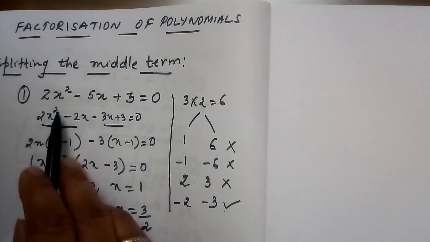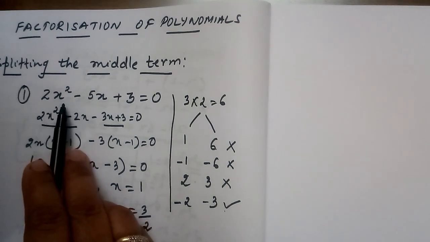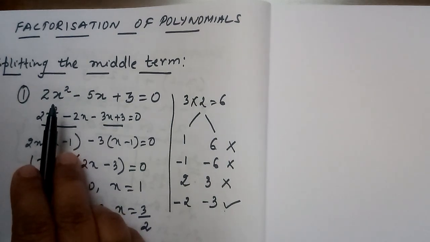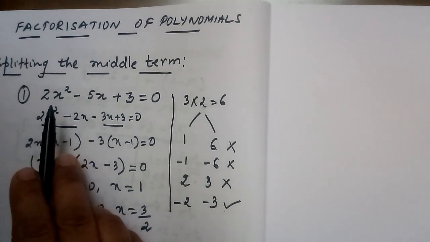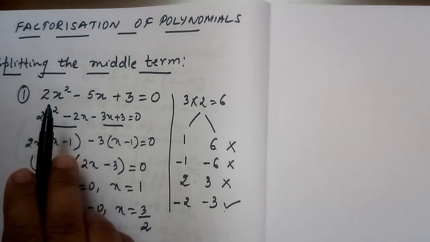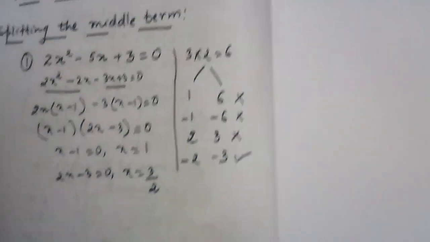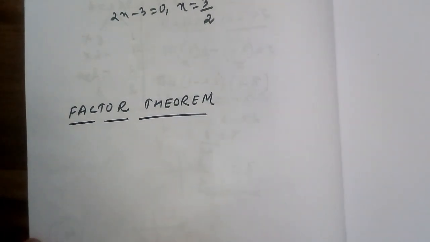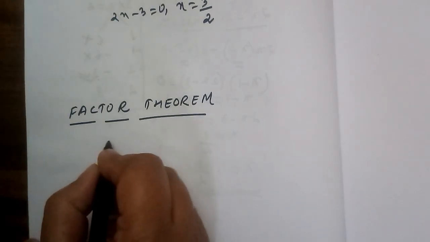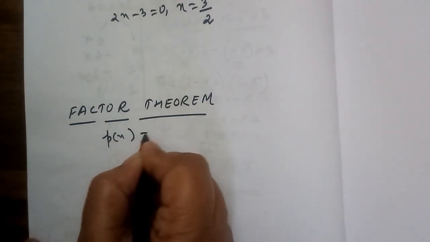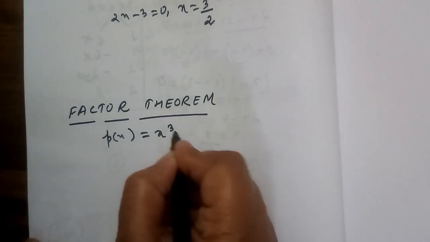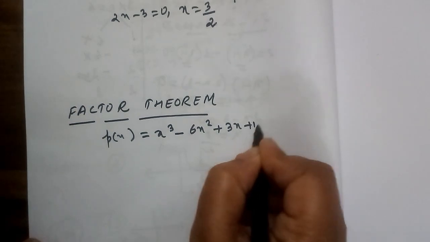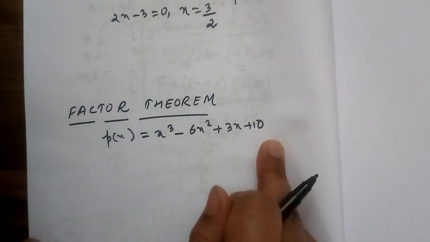Now this I have explained for a degree 2 polynomial. Now if I have a degree 3 polynomial, obviously I am not going to apply splitting the middle term over there. I have to use some other method. Now to explain that further, I come down to the next topic, that is factorizing a degree 3 polynomial. So suppose I have p(x) equal to x cube minus 6x square plus 3x plus 10. Now this is a degree 3 polynomial.